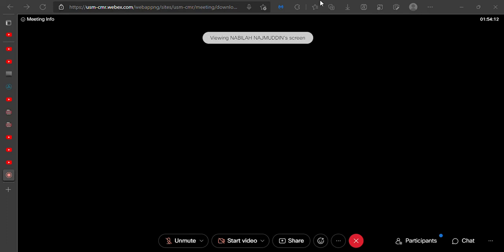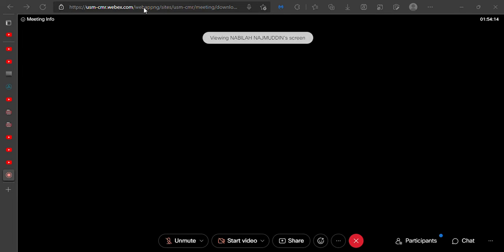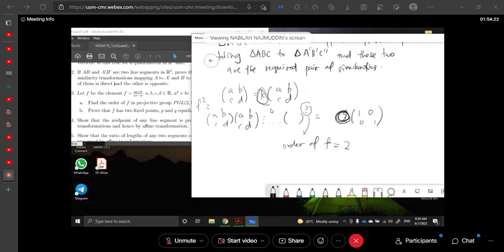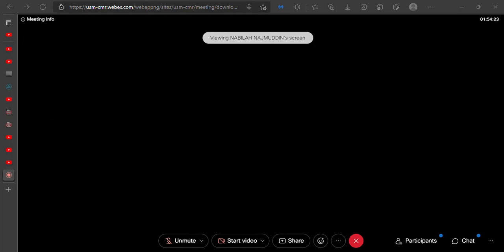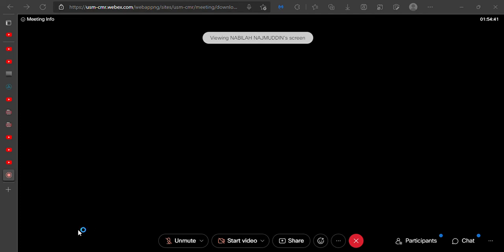Okay? Do you do this? What is the order of F? Anyone? The order of F is 2. Okay, good, Rashida. Try to multiply the two composite it, or maybe you just use the matrix and you find that the order of F equals 2. Okay, prove that F has 2 fixed points, and the 2 fixed points are actually equidistant from F infinity.